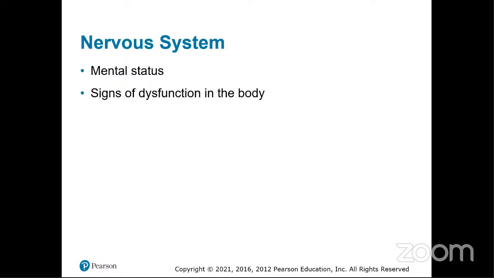Nervous system. We're going to look at the mental status, and it's got to be normal for them. There's some people, well, let's go to the next slide. And then signs of dysfunction of the body. So what would be a sign of a dysfunction of the body? And what would be an illness?